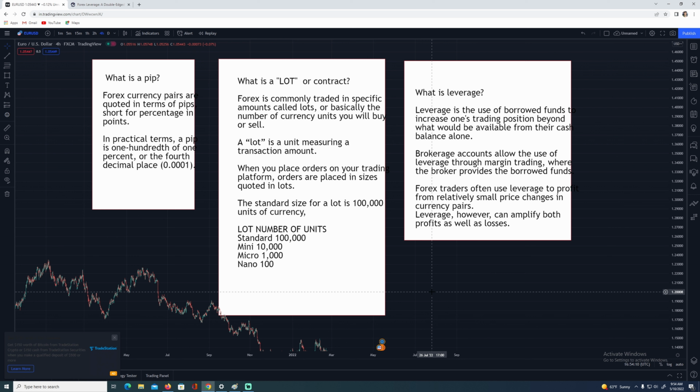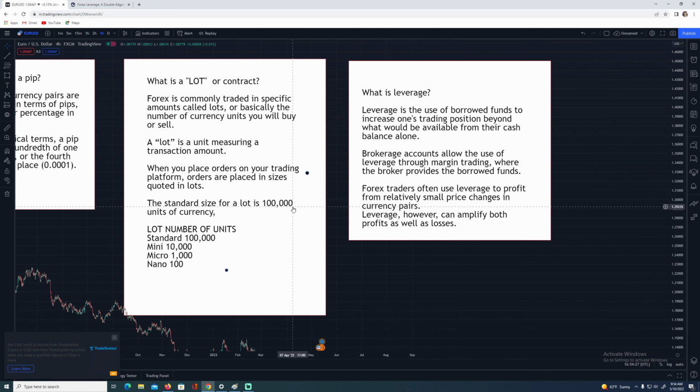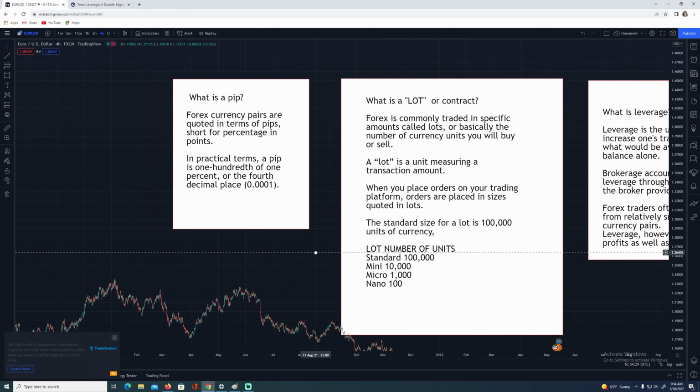Today we're gonna be going into pips, lot sizes, and leverage, because in the next video we're gonna be placing some trades so we can start getting used to and understanding the mechanics of actually placing trades. Okay, so let's jump right in. Let's not lose too much time.